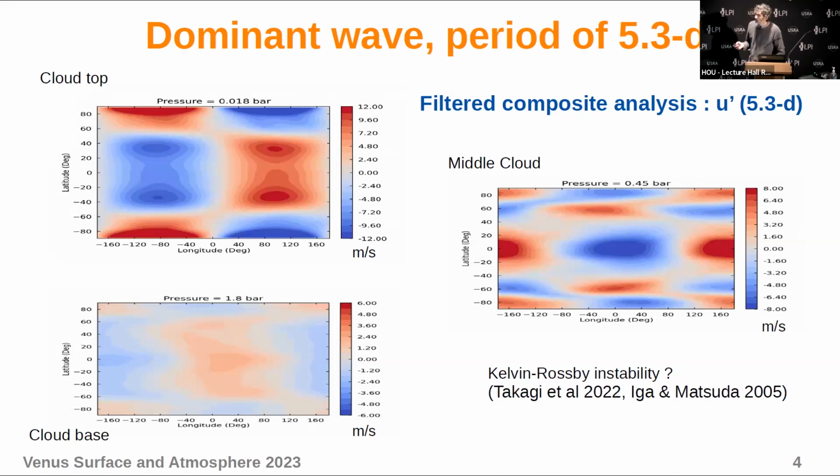This can also be discussed compared with the Venus AFES analysis that was done by Takagi et al. in 2022. And this kind of wave in their paper is associated with Kelvin-Rossby instability. So I have a little bit of work to do yet to compare our results with their model, but I think there are a lot of similarities in these wave patterns between the two GCMs.